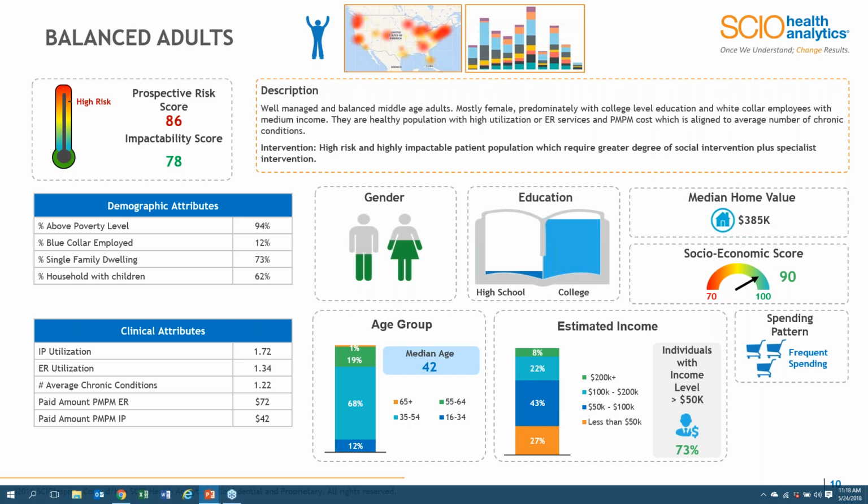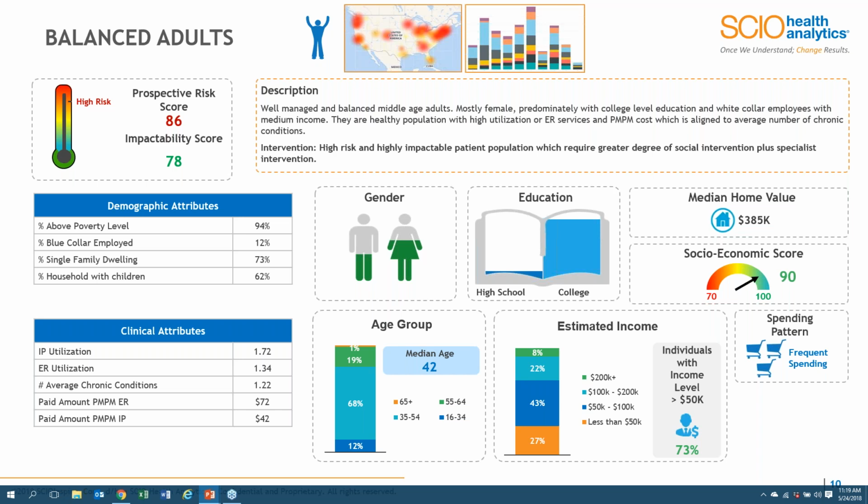But looking at a balanced adult, prospective risk, high, impactability score, high. What do socioeconomic demographics look like? It's predominantly female, college degreed, median age 42, and they sit in that sort of 50 to 100K level in terms of spending. But then over to the left, we have clinical attributes.